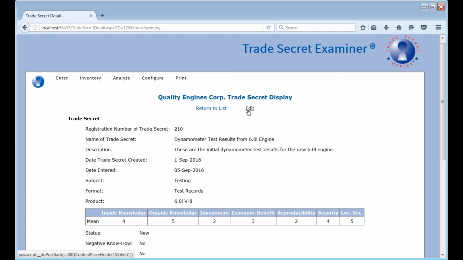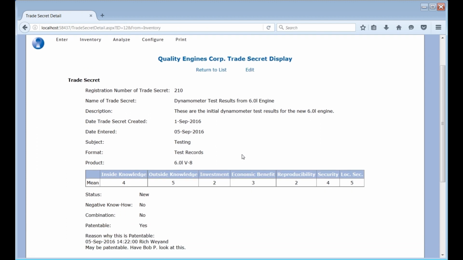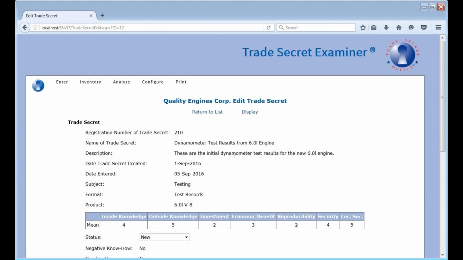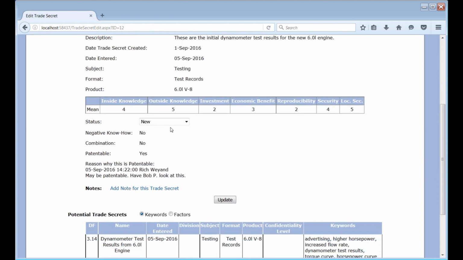And I can edit this. The biggest thing I can do in editing is give it a status. What's going on here? Have I applied for the patent? Has it been granted? Is this trade secret currently in use? Or is it obsolete? This particular trade secret, dynamometer test results, when we publish it in a magazine, is going to be obsolete as a trade secret. We've given it to the world, so I can mark it obsolete, and then it won't always appear in my lists, and I don't have to keep telling myself, oh, that one's obsolete. I can push it off to the back a little bit, so I don't have all of that on the screen all the time.